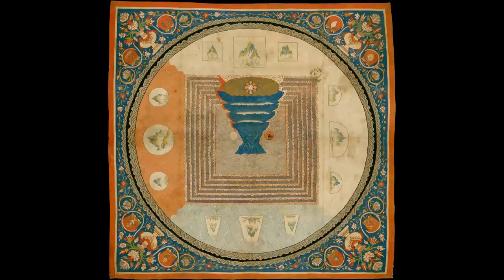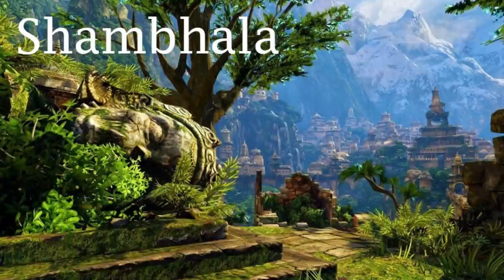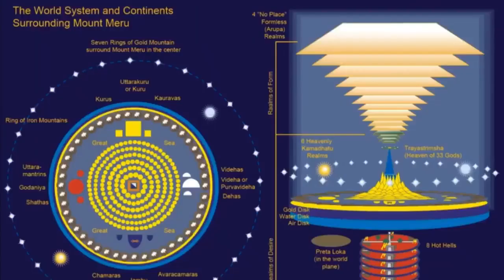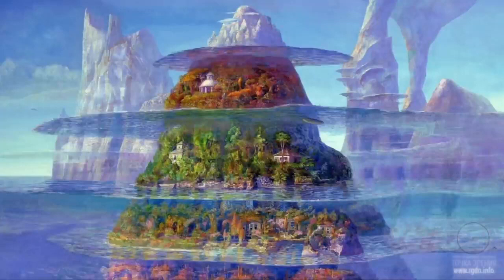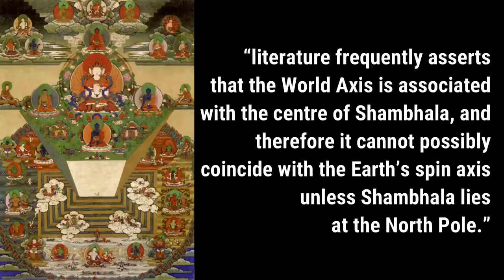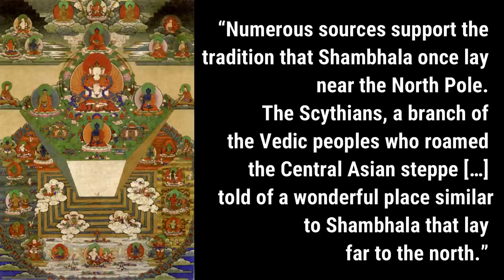The Hindu and Buddhist traditions speak of this legendary land as Shambhala. In Buddhist mythology, Mount Meru has its roots in hell and its summit in heaven, and is the bridge between Earth's realms. Scholars have pondered the location of Shambhala, writing that the literature frequently asserts that the world axis is associated with the center of Shambhala, and therefore it cannot possibly coincide with the Earth's spin axis unless Shambhala lies at the North Pole. Numerous sources support the tradition that Shambhala once lay near the North Pole.